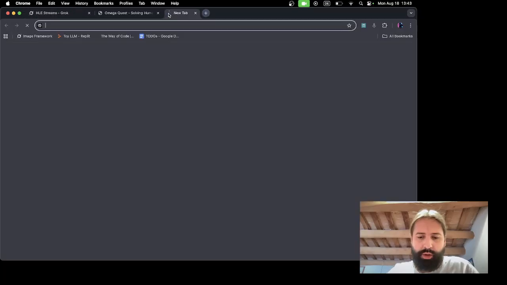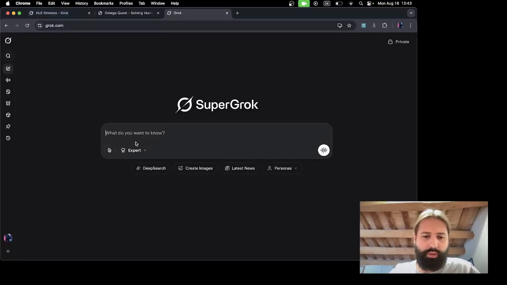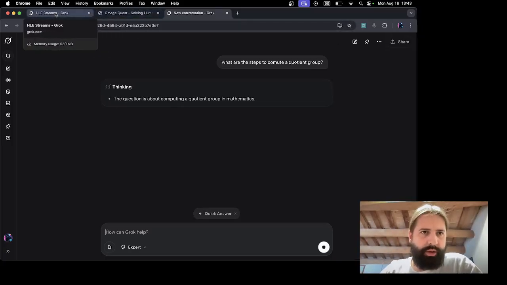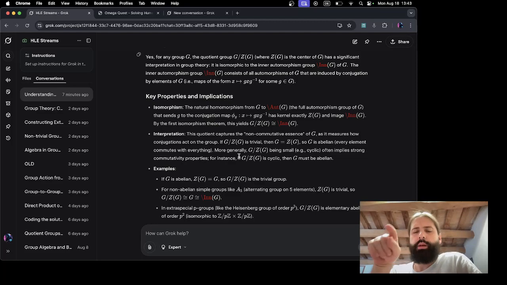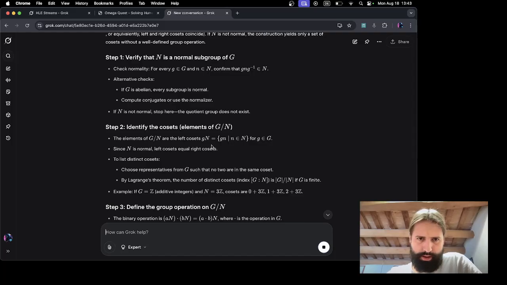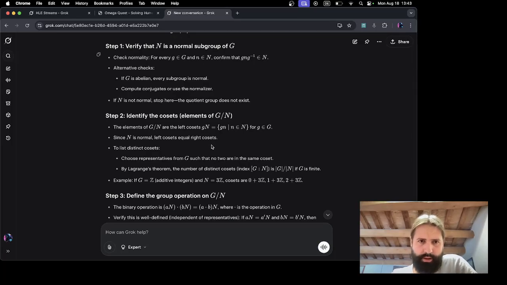So let's do that thing where we ask: what are the steps to compute a quotient group? I think it was something like you were pairing the elements, and then you're just focusing on that subgroup. But essentially it gives you the same group, right? Yeah, the cosets, exactly.